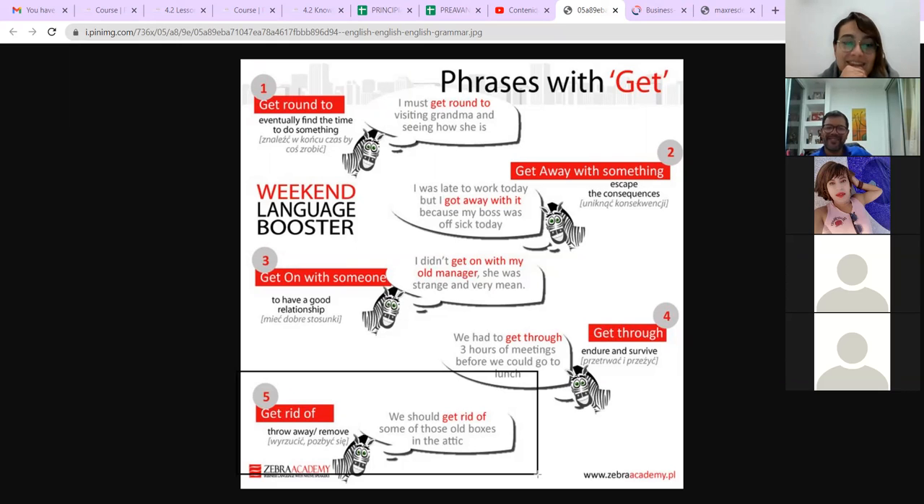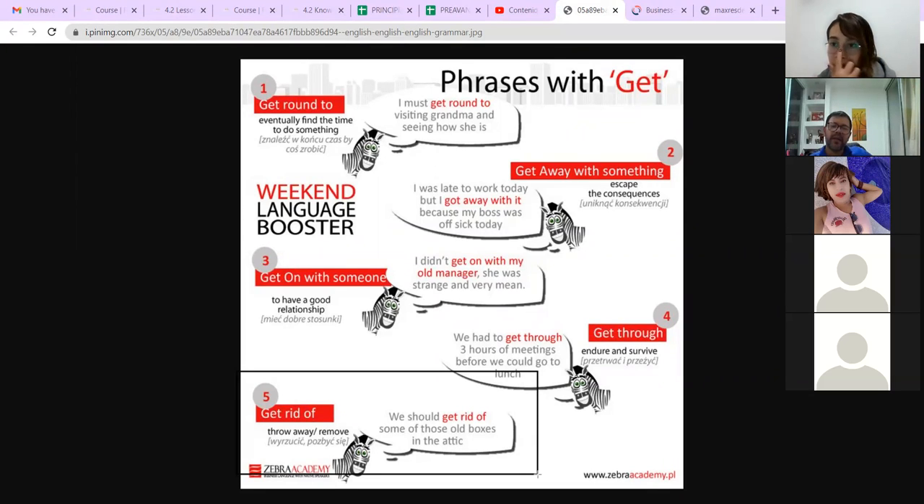We should get rid of some of those old boxes in the attic. Throw away or remove. So get rid of, throw it out, throw it away. It's trash, right? So I need to get rid of all of these papers that are on my desk because it's making a mess. I need to get rid of it.